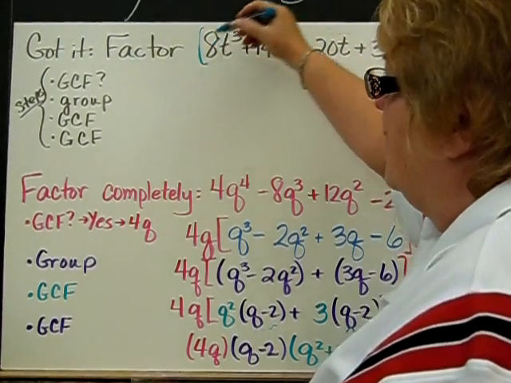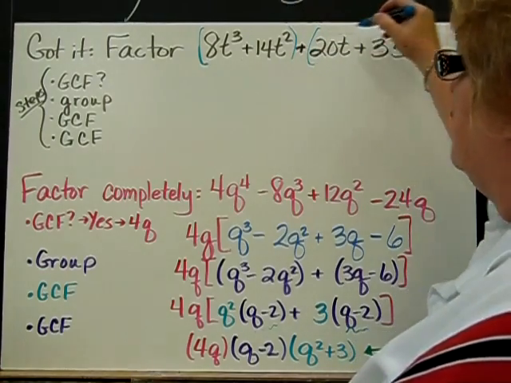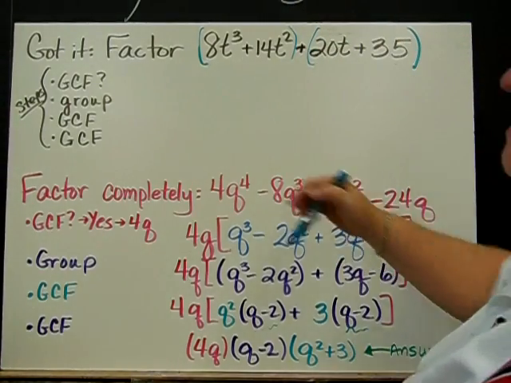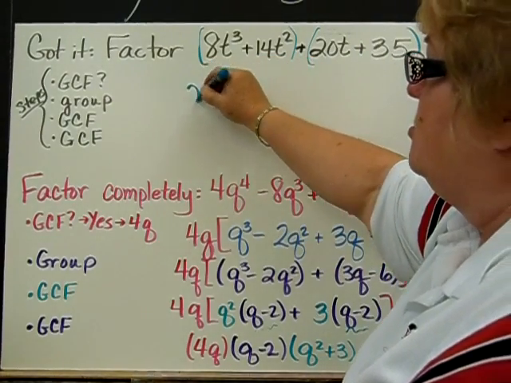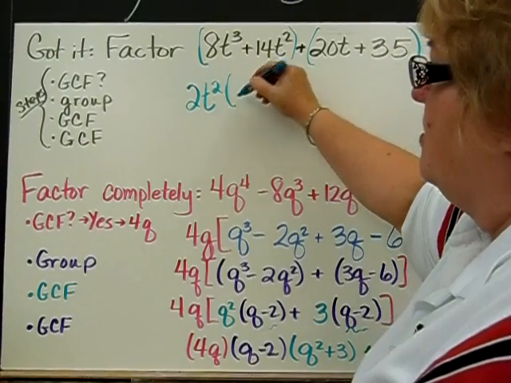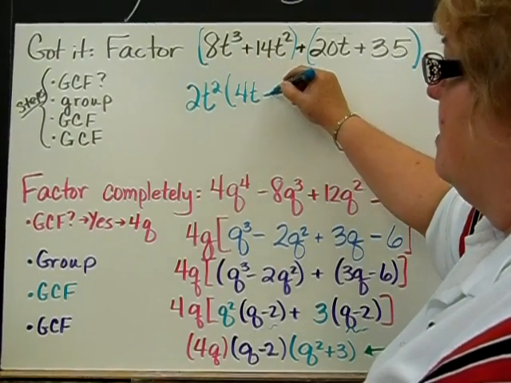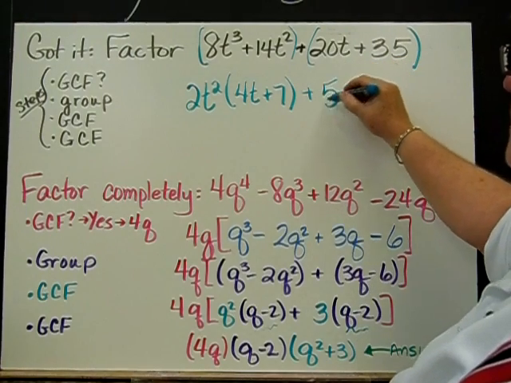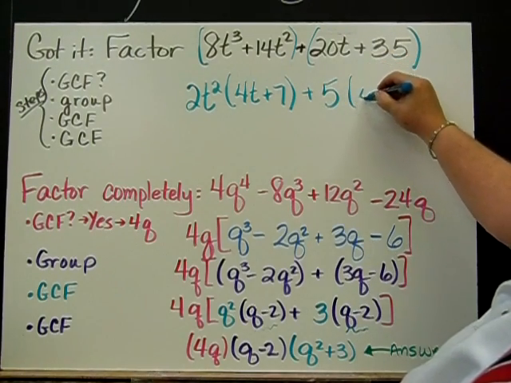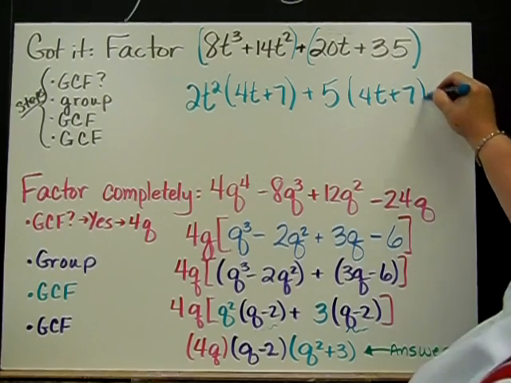So we'll go straight to our next step, which is to group these 2 at a time. And then we're going to look for greatest common factor just between these 2. 2t squared will go into both of those, so that would leave us 4t plus 7. 5 will go into both of these terms, so that would leave us 4t plus 7.